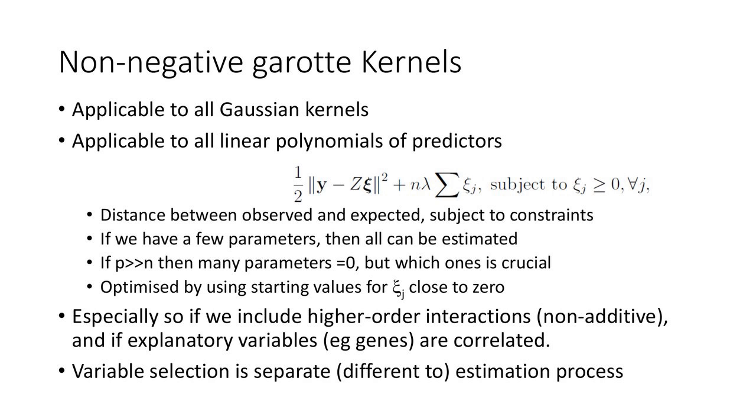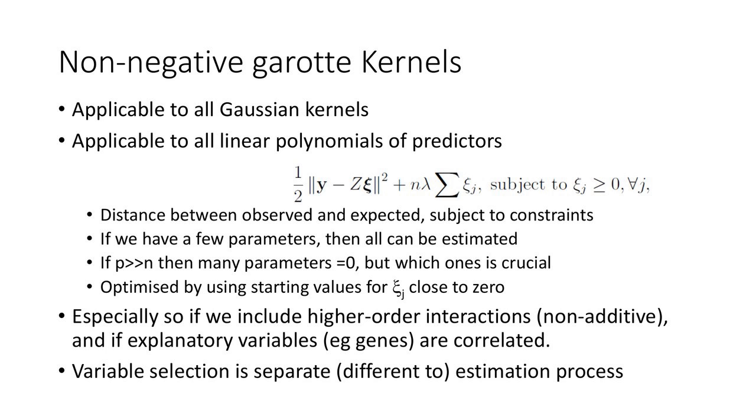As you say, it's applicable to all Gaussian kernels, it's applicable to linear polynomials of predictors, and we're using this distance function, which is subject to constraints as I understand it. So it's really of value when we have lots of parameters that we could put in there, and it's trying to work out which ones are crucial to our model. And as I understand it, it's optimized by using starting values for psi close to 0. This is especially so if we have higher order interactions or correlated explanatory variables, as you've demonstrated.